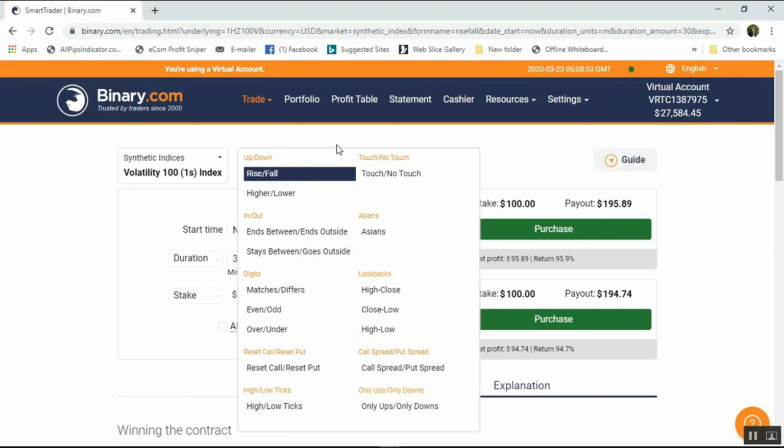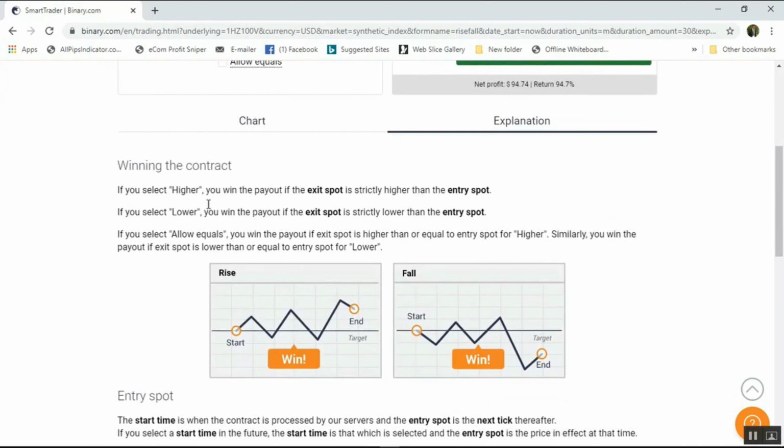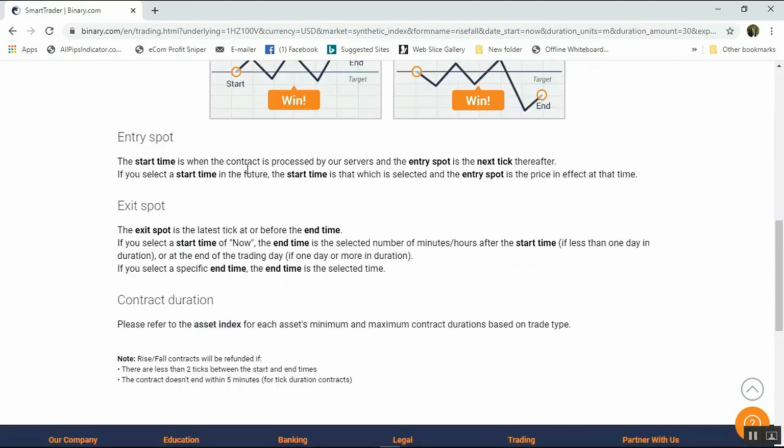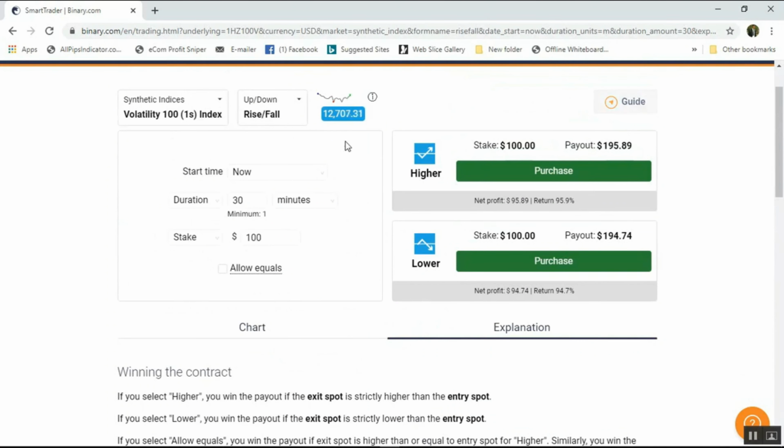Now the first is rise and fall. The meaning of rise and fall, you can get below this place. You can read this contract here and understand the meaning of rise and fall. Now rise and fall means, if you purchase, the first tier is the time. If you want to start now, or if you have a future time when you want it to start after analysis. But if you want to trade it now, it's on start now, start time now.